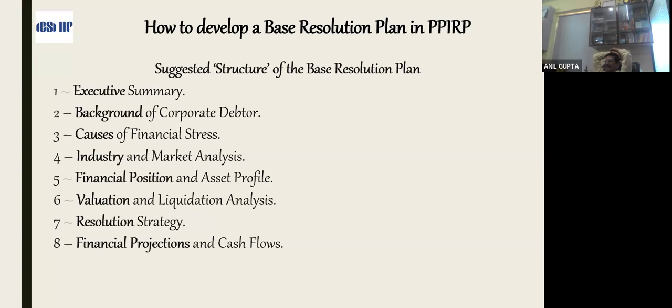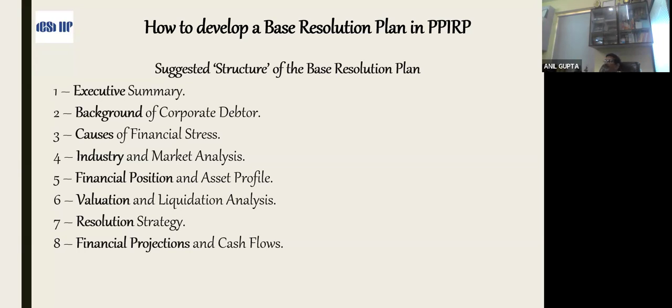The executive summary. First, you have to give the executive summary. Why you are going to file the base resolution plan, what are the reasons for that? And in the executive summary, whatever chapters are there, all chapters are to be discussed in detail about the structure of the base resolution plan in the executive summary.